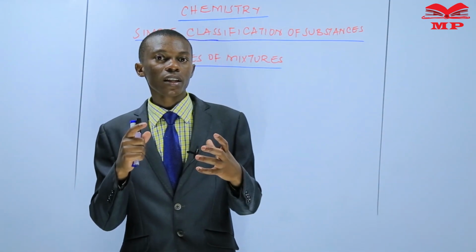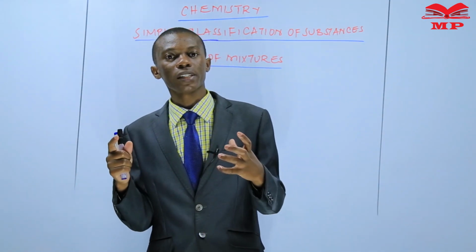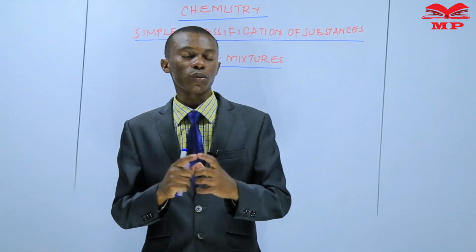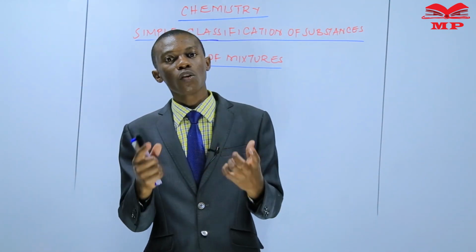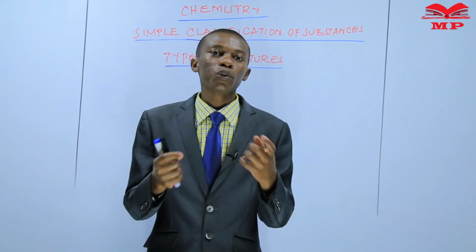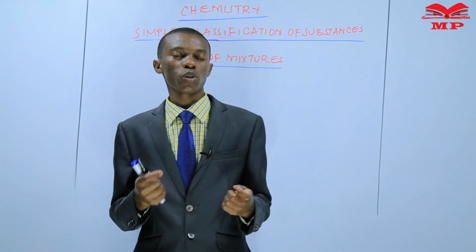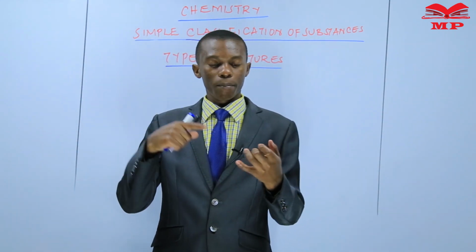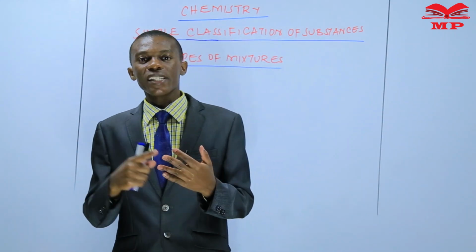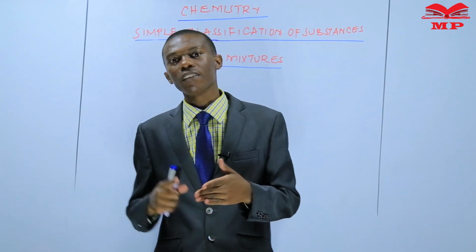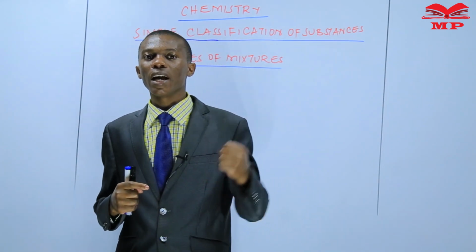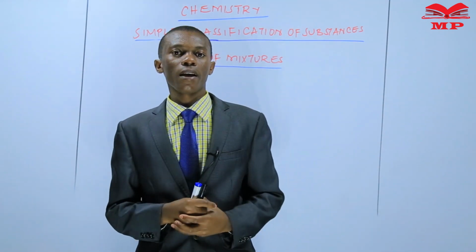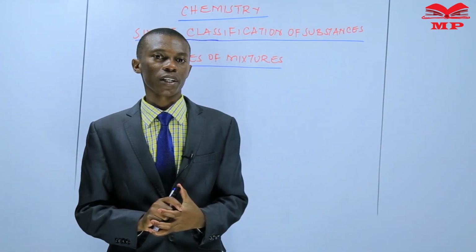In a mixture, these two or more substances are physically combined together. Therefore, if they are physically combined together, then you can use the physical methods of separation. The examples we gave were methods like picking, sieving, winnowing, evaporation, filtration, and decantation. Those are just examples. There are many other physical methods of separation.